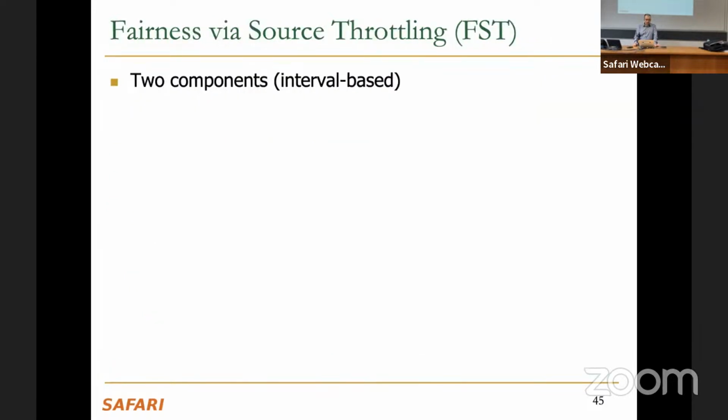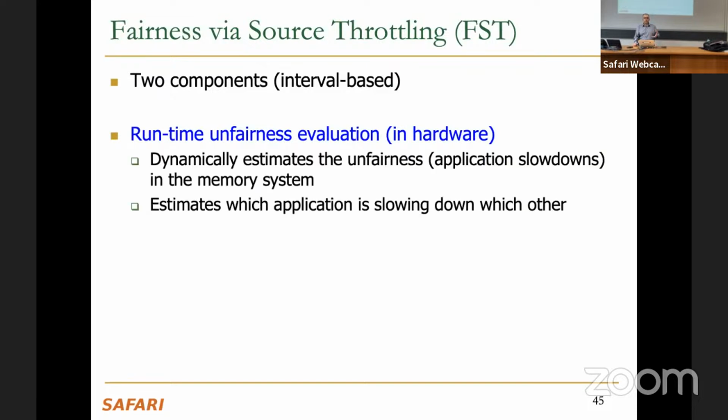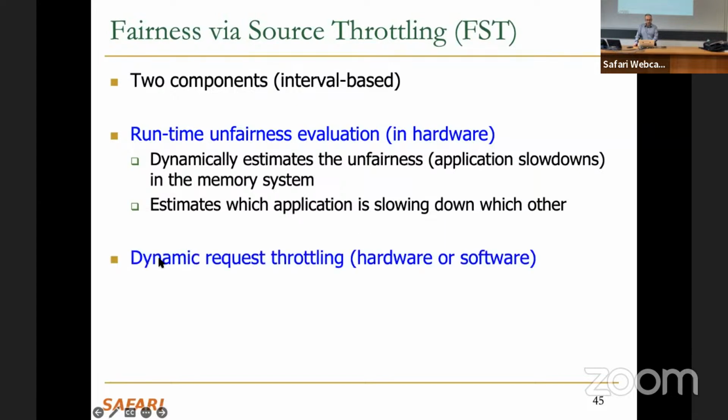But there are two components here. So we have this runtime unfairness evaluation in hardware. There should be some mechanism to understand whether we have unfairness or not, basically. And it needs to dynamically estimate the unfairness by, for example, calculating application slowdowns in the memory system, and then estimating which application is slowing down which other.